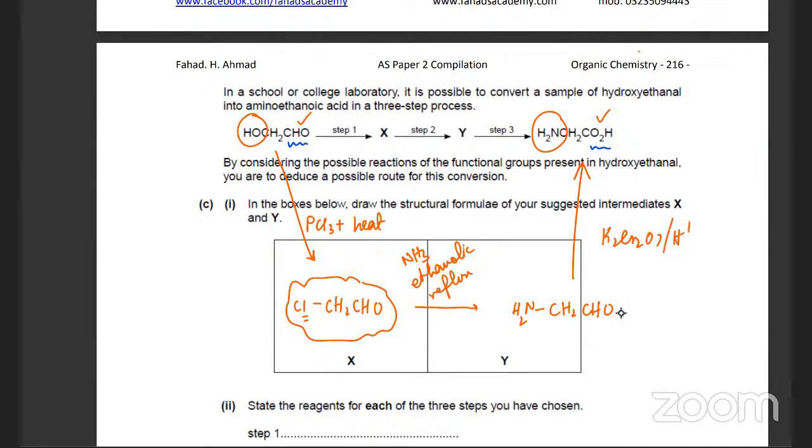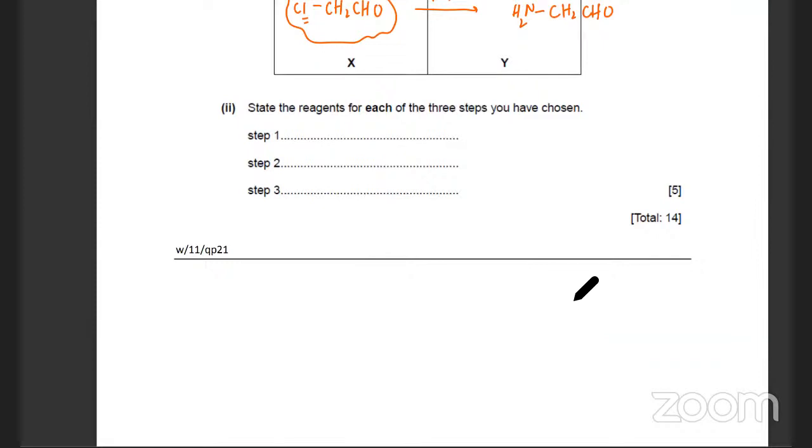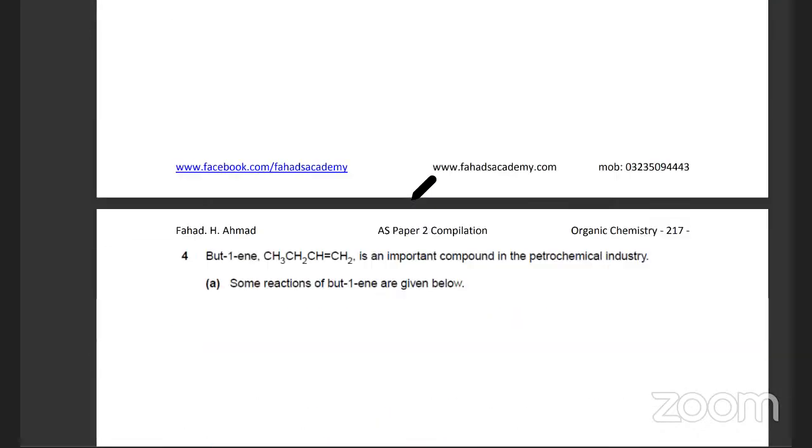And it will be acidified and reflux. So the reagent and conditions are given. Now the next one is: state the reagents for each of the three steps you have chosen. Step one, so I've done that. So let's skip that.